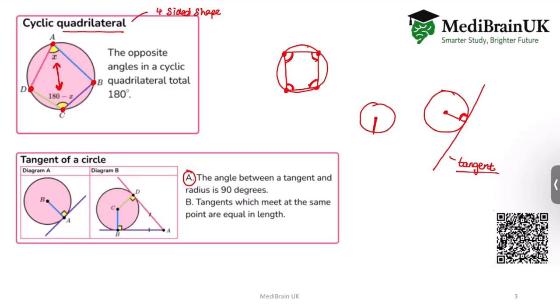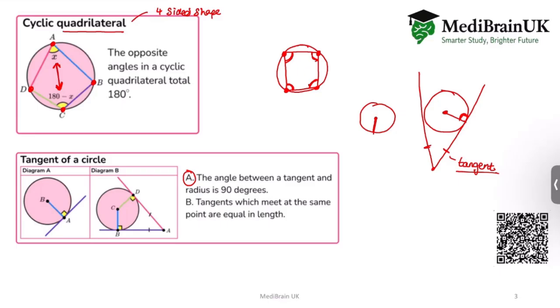Okay, and then the next rule about tangents which you need to be aware of is that tangents which meet at the same point are equal in length. What does that mean? So basically, when you've got two tangents going to a circle, if they're coming from the same point, let's say you've got another tangent like that, that means that both of these tangents will be equal in length.